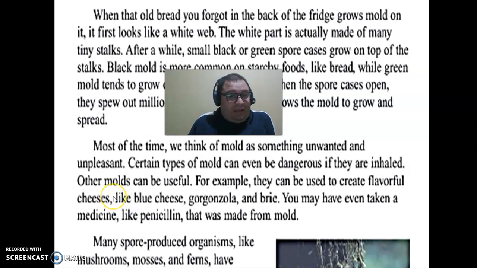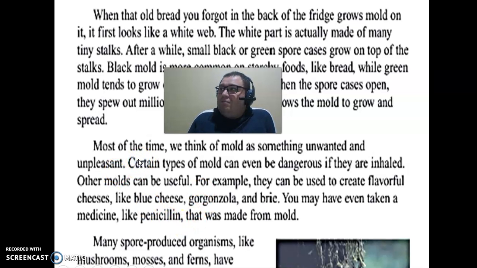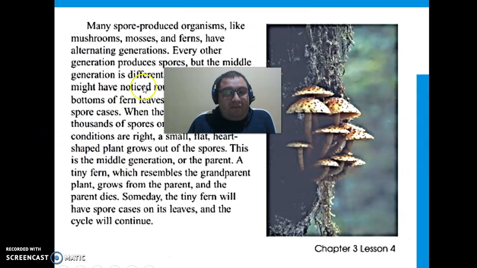It's not only in the bread, you can find it in the meat, you can find it in the cheese, in different kinds of food, right? In the video that I'm going to put, you're going to understand this topic better. So fungi, mold, is not only in bread, it can be in different kinds of food.